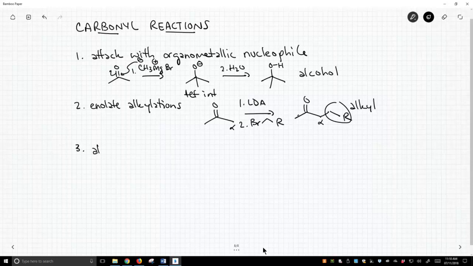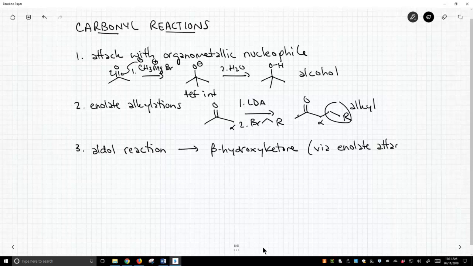We then learned the aldol reaction. That was a three-step process. I'm not going to go through this whole process because there are several videos on it. But the aldol reaction forms a beta-hydroxyketone. Again, we're relying on formation of an enolate. So we had an enolate attacks a carbonyl, typically an aldehyde.